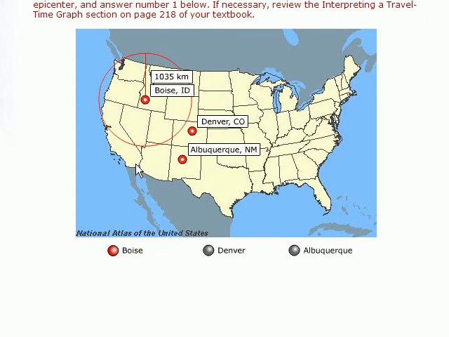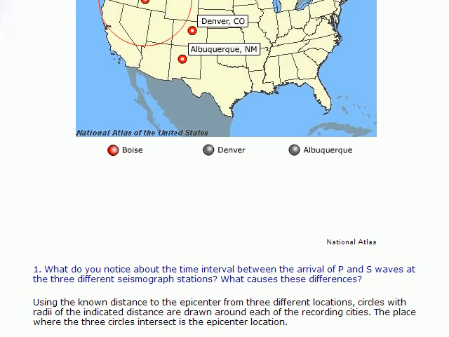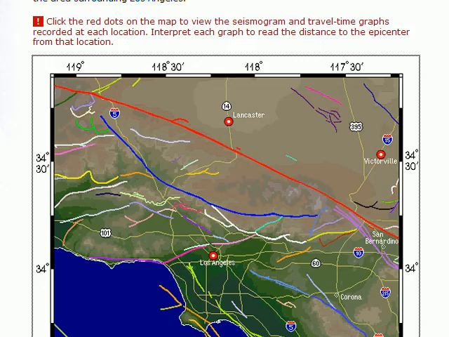So I'm going to let you read the instructions on this page and record the distances of the epicenter of this earthquake from Denver and Albuquerque and from Boise, because when you go back to your Moodle lesson, I'm going to ask you questions on this lab, obviously. Okay, so read those directions. I'm going to go now to step 3.